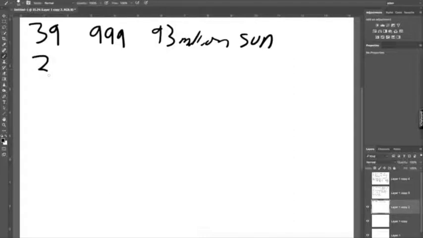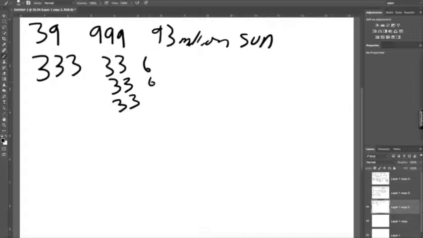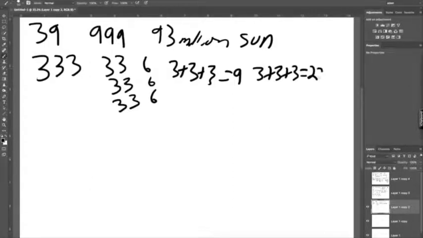Okay, then we have 333. 3 33s, which is 666, right? We've heard that one before. And we have 3 plus 3 plus 3 equals 9. And 3 times 3 times 3 equals 27, which equals 9. Okay? Everything goes back to 9.